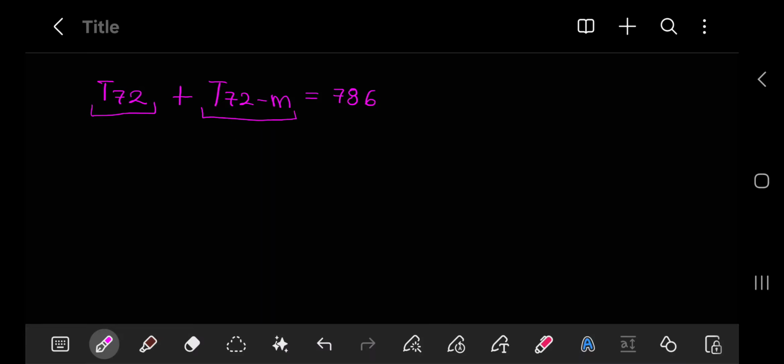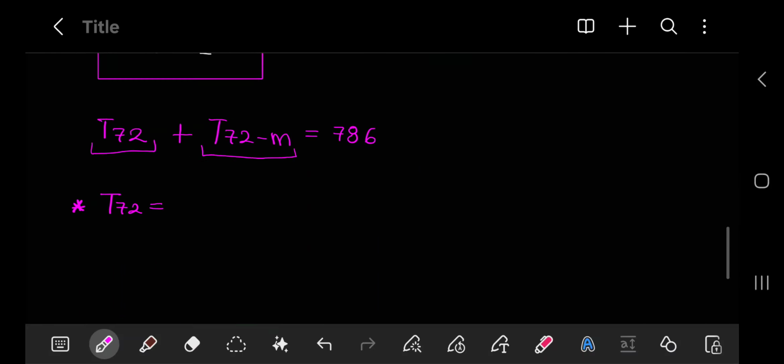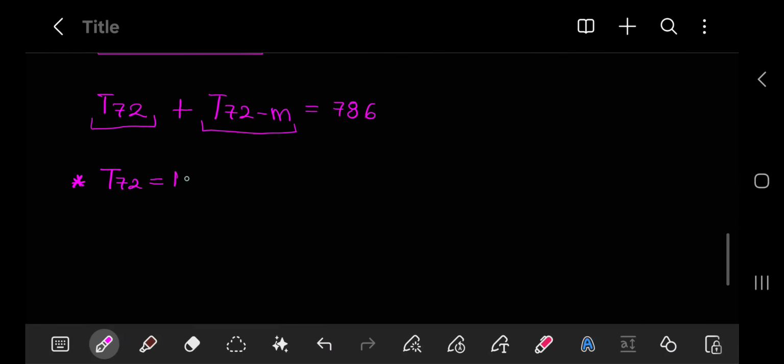Okay, so I just want to write down what we're given, so we're just taking note of that. Term 72 plus term 72 minus M is equal to 786. So here's my approach. I'm going to calculate that first part, then the second part, and then I'll come back to this equation. Okay? So let's get term 72. We're just going to substitute into the general term that we had. So it's going to be 1 plus 7 times 72, and that is going to give you 505.